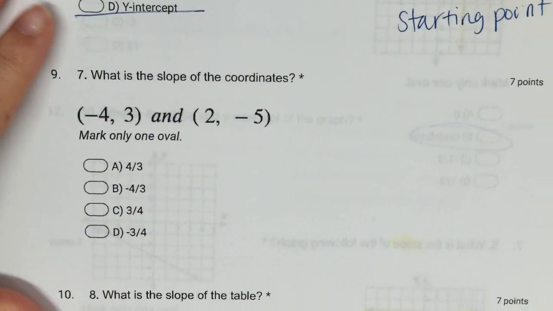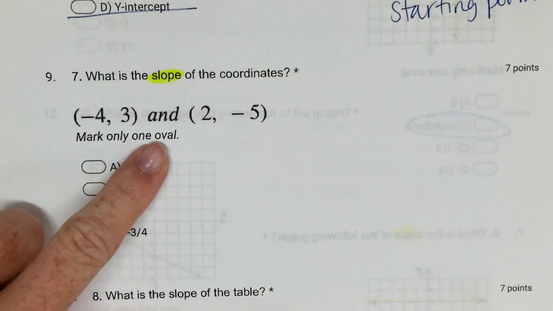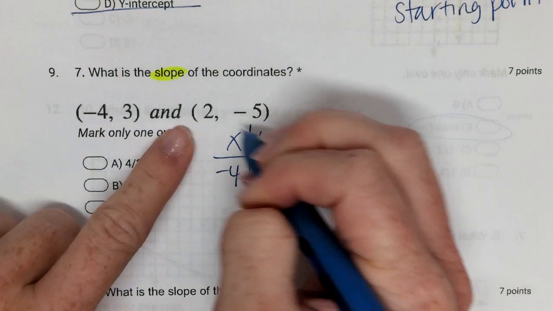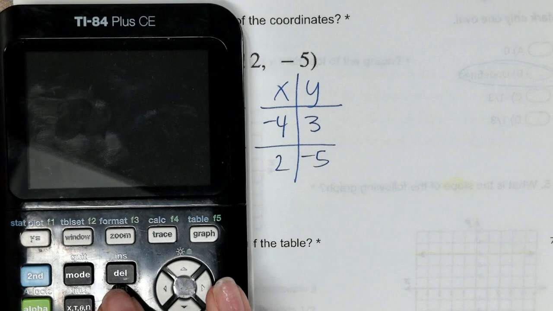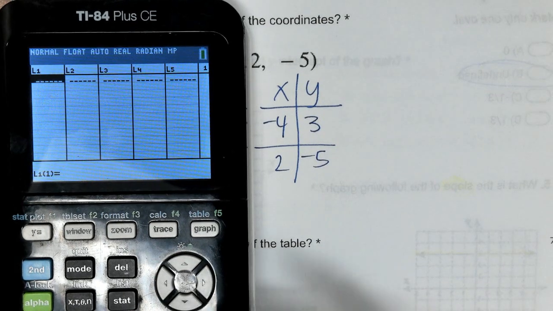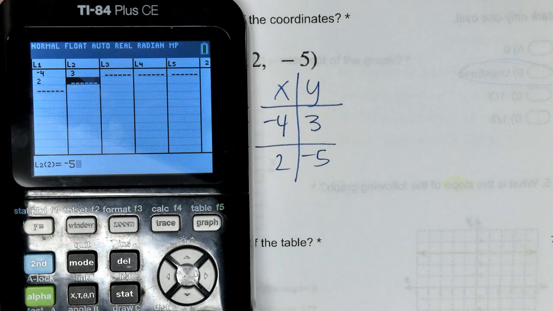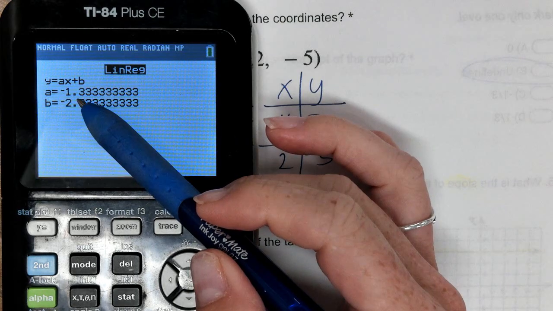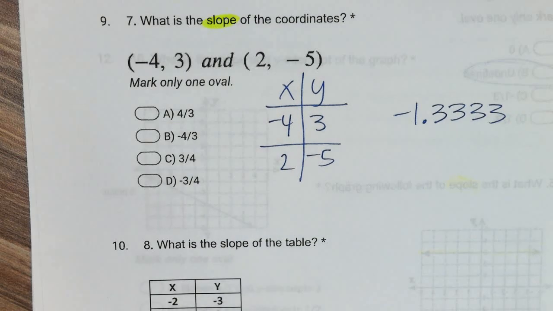Number 7 said, what is the slope of the coordinates? So I should have made a table out of these. So I have -4 and 3, 2 and -5. So I go to Stat, Edit, clear out my list, type in -4 and 2, 3 and -5, Stat Calc. What is the slope? -1 point 3 repeating.